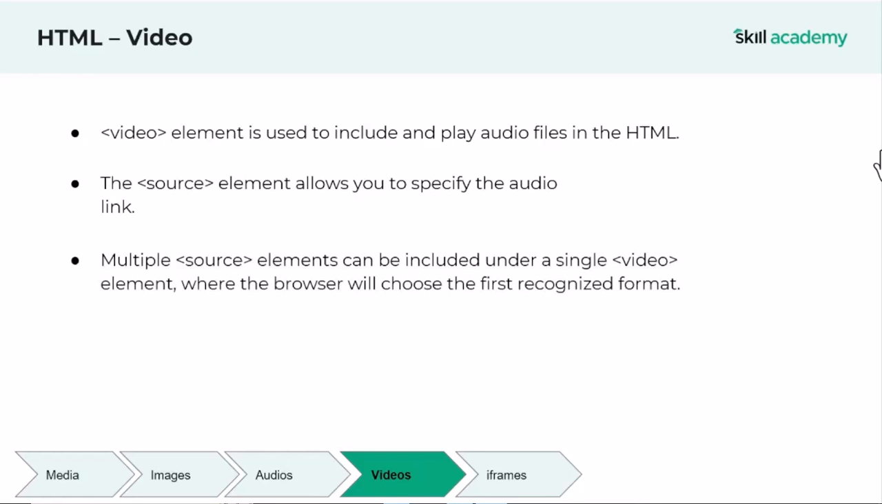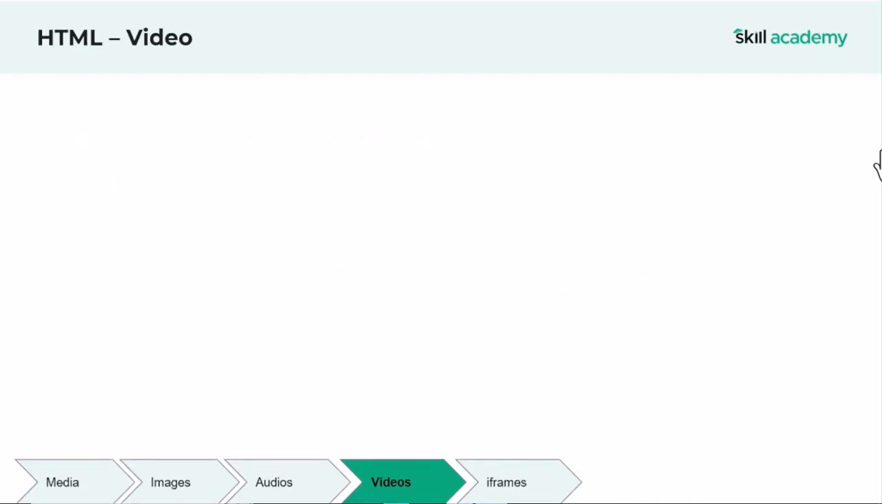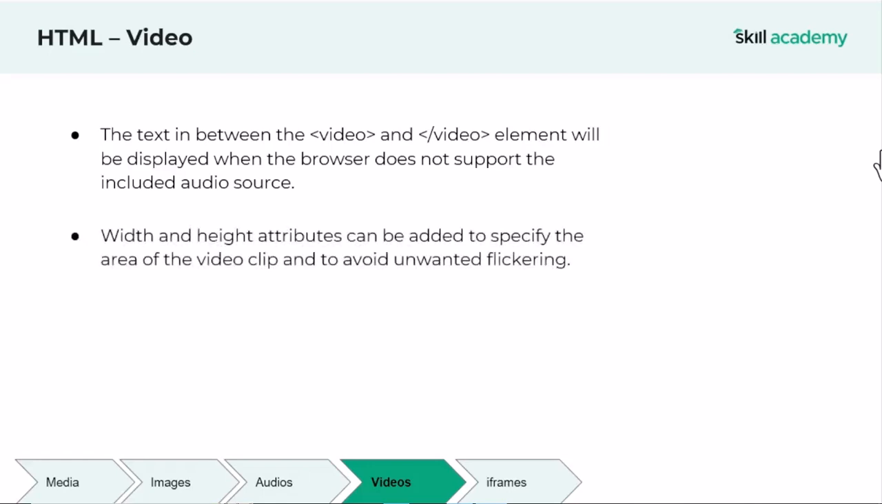Multiple source element guys, can be included under a single video element where the browser will choose the first recognized format. Play, pause and volume can be controlled by using the controls attribute of the video element. So if you want to have play pause button, again you can use this attribute named as control. So the text between the video and the closing video element will be displayed when the browser does not support the included audio or video source. So guys, you can say that it is similar like your audio. Okay, so how you can display a video in your HTML page?